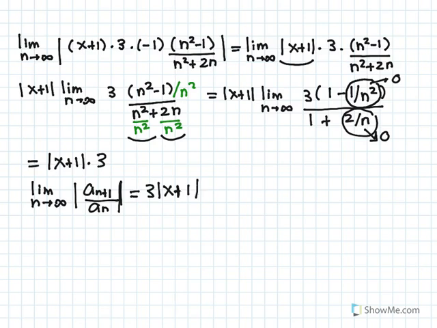According to the ratio test, the series converges if the ratio is less than 1. So let's make this less than 1 and find all the values of x for which this series converges. That's how we find the interval of convergence. So we get absolute value of x plus 1 is less than 1/3.